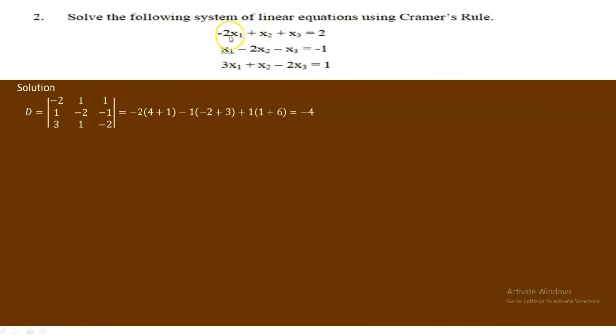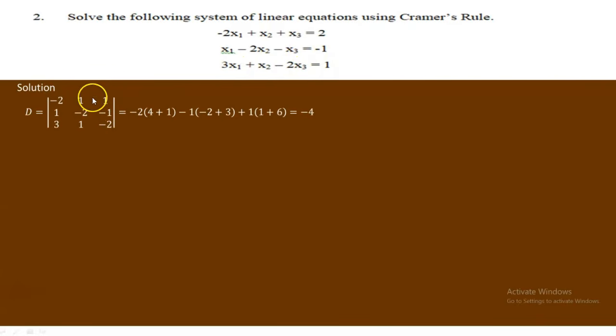So the coefficients of x1 are -2, 1, 3. So here they are, -2, 1, 3. The coefficients of x2 are 1, -2, positive 1. As you see, the coefficients of x3 are 1, -1, -1. 1, -1, -2. Sorry, this is -2, yeah, -2. And so you have to determine the determinant of this.